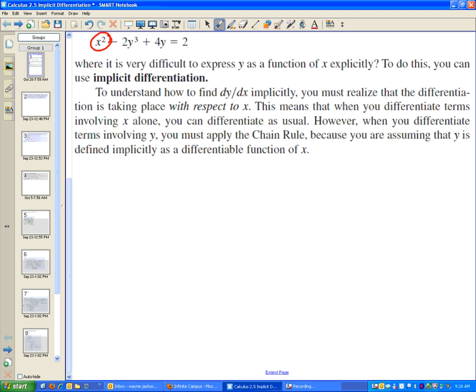So that doesn't change. However, when you differentiate terms involving y, you must apply the chain rule. And a little more information, or product rule, quotient rule, whatever applies. Because you are assuming, and we're not assuming, because we know that y is defined implicitly as a differentiable function of x. So, y is not a variable. Y is the name of the function.